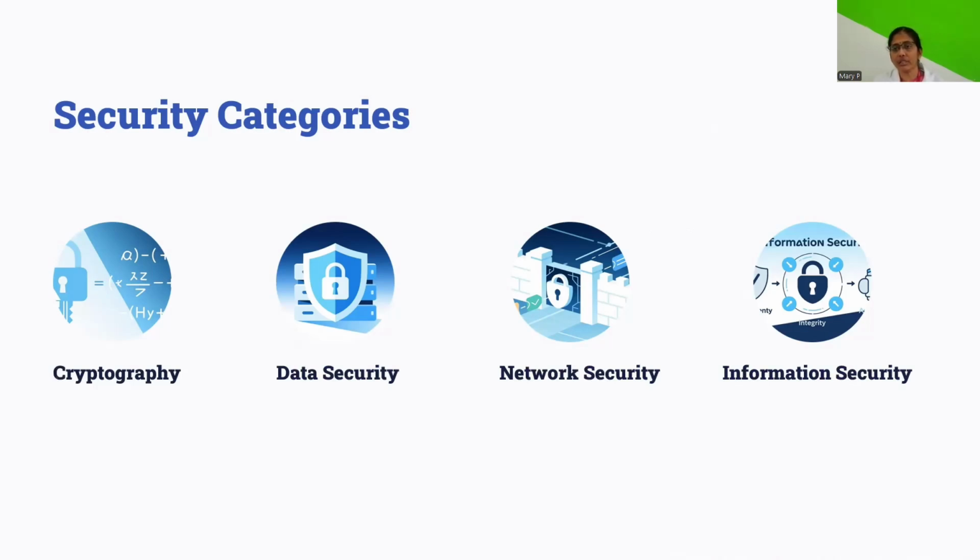How to protect the three things? These three are the main key security concerns: confidentiality, integrity, availability of the information assets, whether it is at the storage level or at the processing level or at the transmission level. So these are the four kinds of security categories.